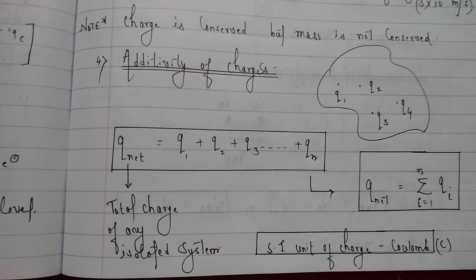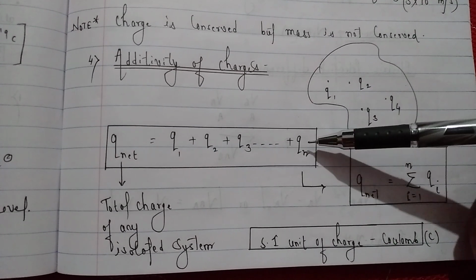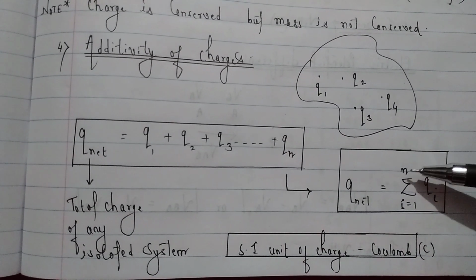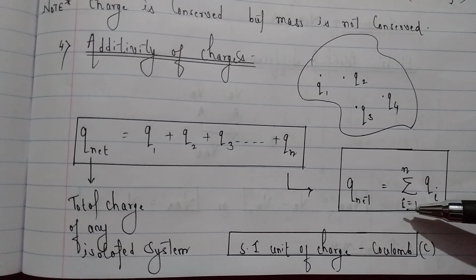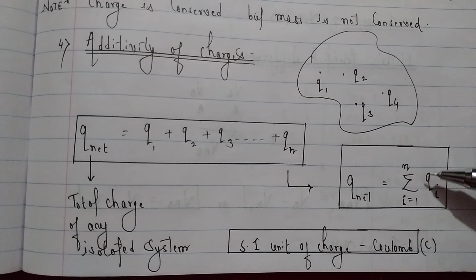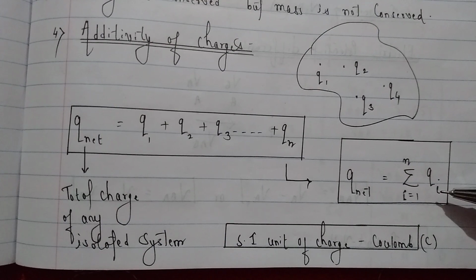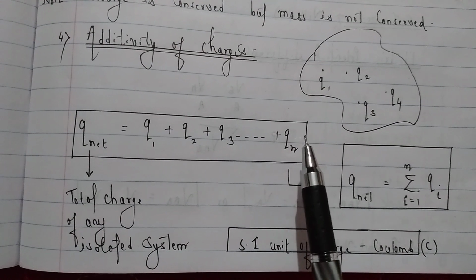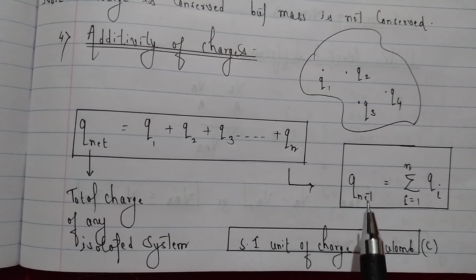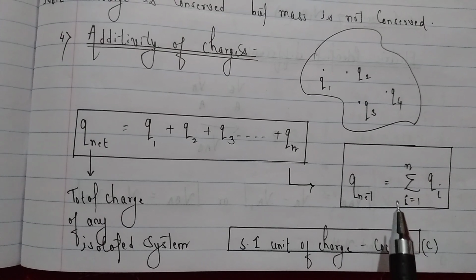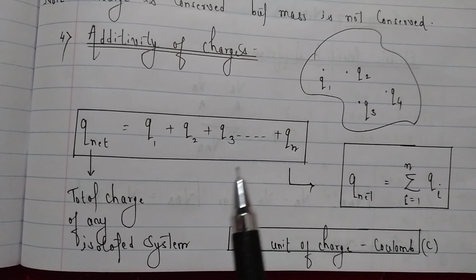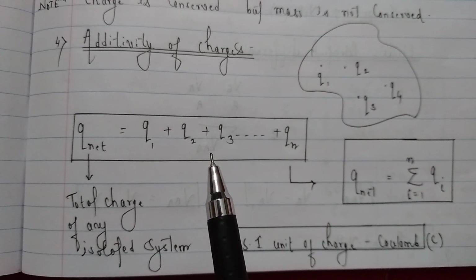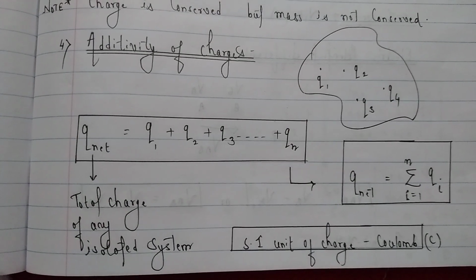This is just an example. This elaborate expression can also be written like this. Q net will be equal to the summation sign, sigma i equals 1 to n, of Qi. So in this expression, i ranges from 1 to n. So these expressions are very similar. Here Q net is equal to the summation of i equals 1 to n of Qi. So the additivity of charges means the algebraic sum of all the charges will be the same as the total charge of any isolated system.